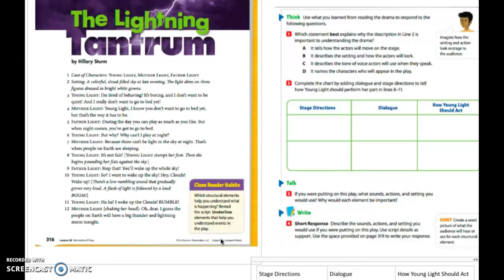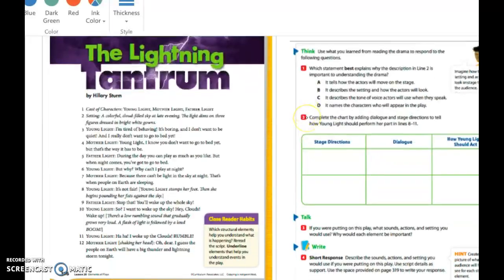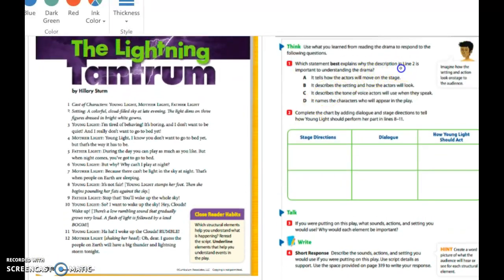In our questions, it says, use what you've learned from reading the drama to respond to the following questions. Which statement best explains why the description in line 2 is important to the understanding of the drama? So there's a couple of important words there. We have the word description, we have the words understanding of the drama, and line 2. So when we think about this, I'm going to underline line 2, because that's important, and the description.